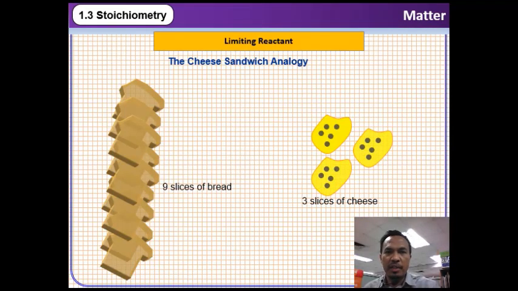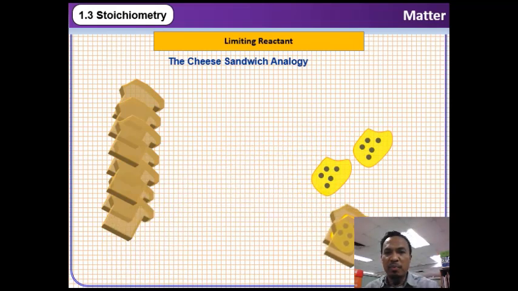This is the analogy that we can use to help you understand what a limiting reactant is. For example, if you have 9 slices of bread and 3 slices of cheese and you want to make sandwiches, which of these, bread or cheese, will be the limiting reactant?